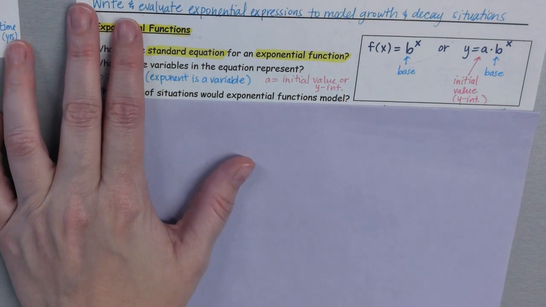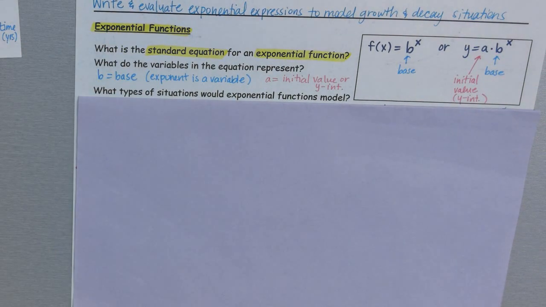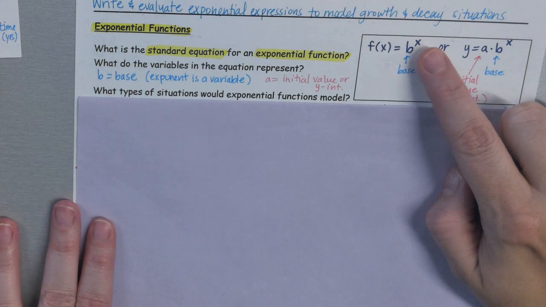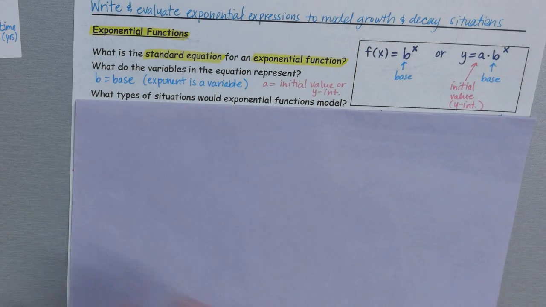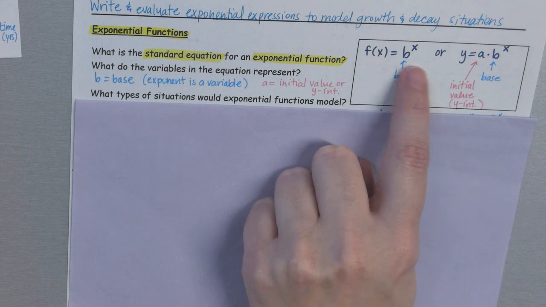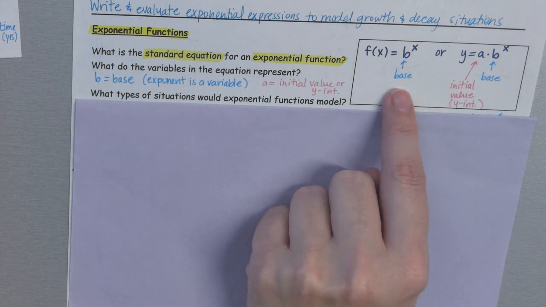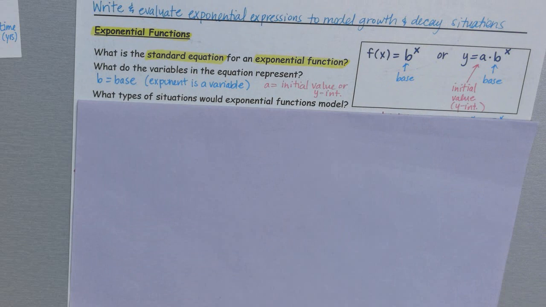When you are writing an exponential function, the x is the exponent, so you do need to make sure you write that a little bit smaller. And you could see it with an f of x equals, but that b is going to be the base.